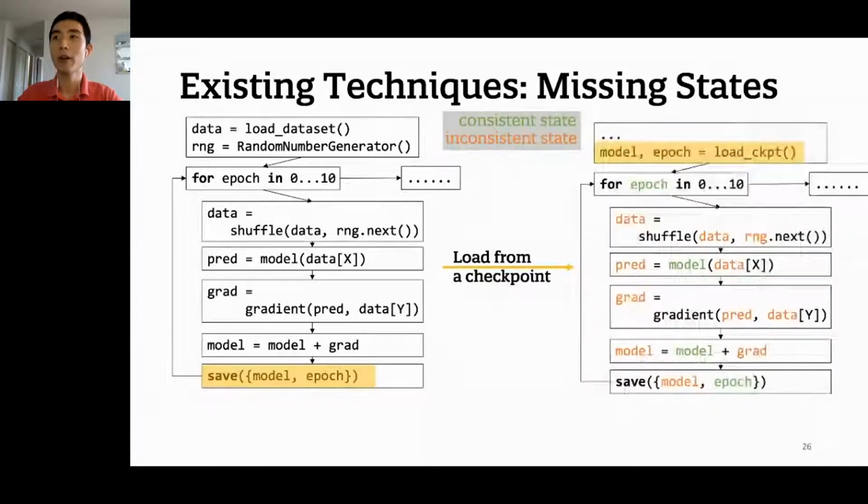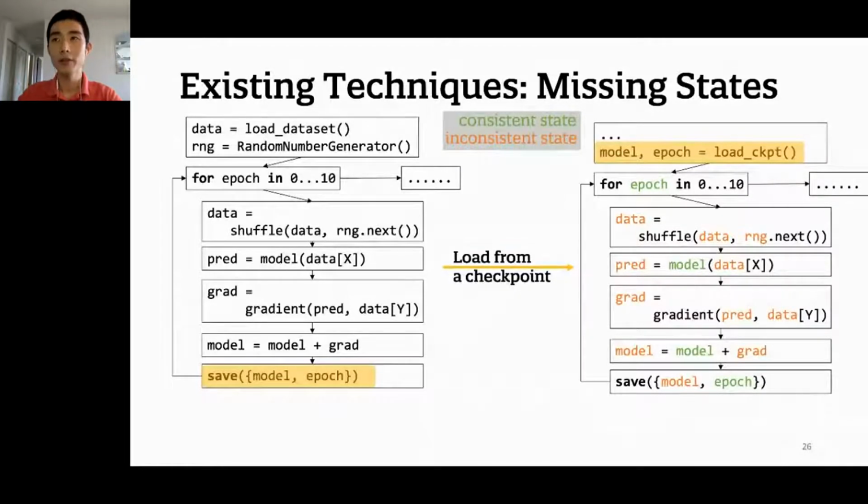When we load such a checkpoint from file and continue the execution, the variables that have consistent states with the original training process are marked in green, and those that have inconsistent states with the original process are marked in orange. We can see that since we have the state of epoch and model in the checkpoint, their state is consistent with the original execution. But on the other hand, in the checkpoint, the state of data and random number generator is missing. Thus, during the replay, they have different values from the original process. Thus, all the following computation involving these two variables would be inconsistent with the original process.